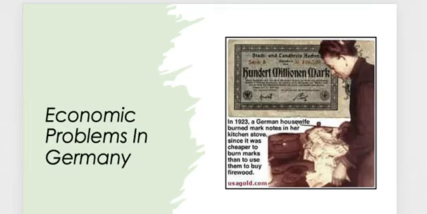So the picture I have up here, you can see this is a housewife. She's actually burning the marks because it was actually better for them to burn them as a fuel source. It was actually cheaper to do that than it was to buy firewood. And so because of that, we can see that Germany is really not doing well in these interwar years.